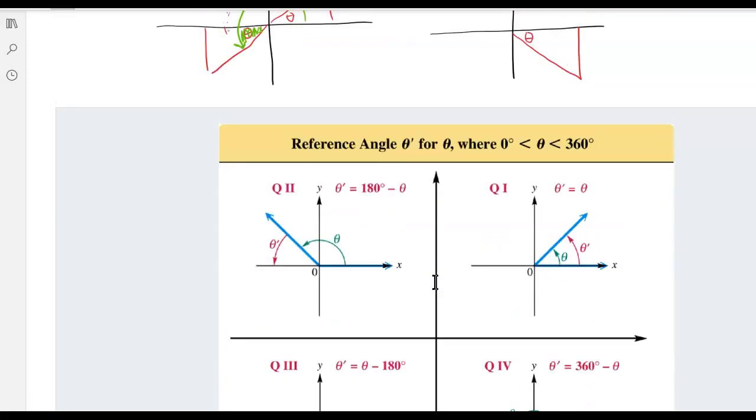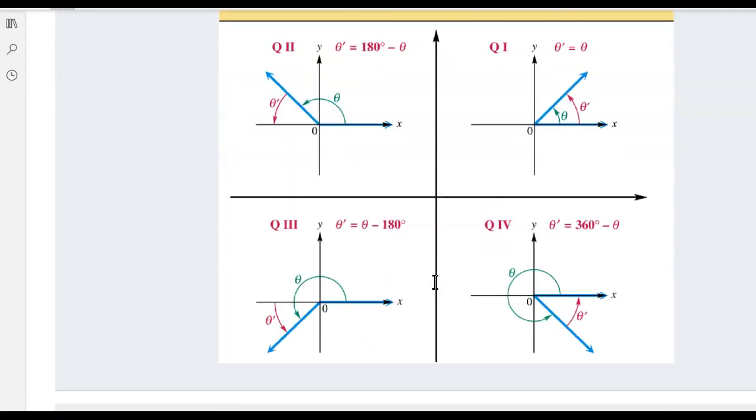This shows you how to determine what the value is if you're not sure. If it's in the first quadrant, you're just going to have the angle be exactly what it is. If you're in the second quadrant, you're going to take 180 and subtract the angle to get the reference angle. In the third quadrant, you're going to take the angle and subtract 180. And if you're in the fourth quadrant, you're going to take 360 and subtract the angle.